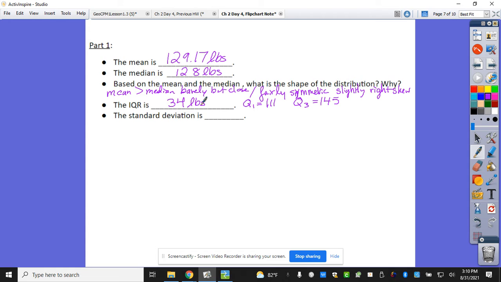Standard deviation is what? 23.76. Pounds or not pounds? So this is basically just our baseline data. We're going to do stuff with it to see what happens.